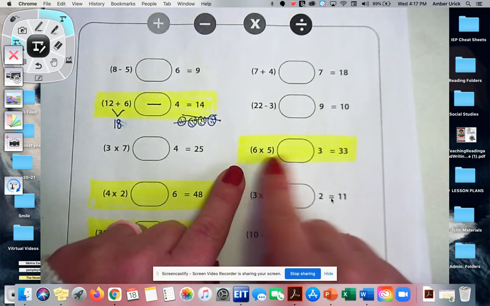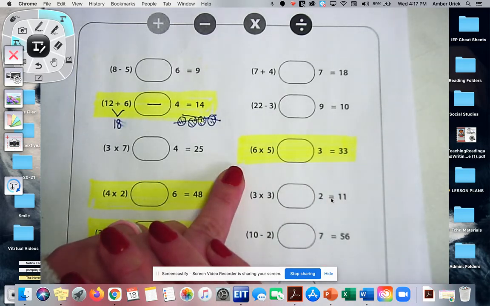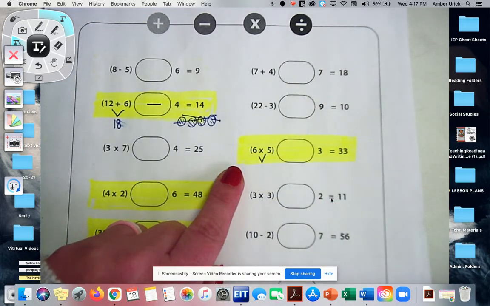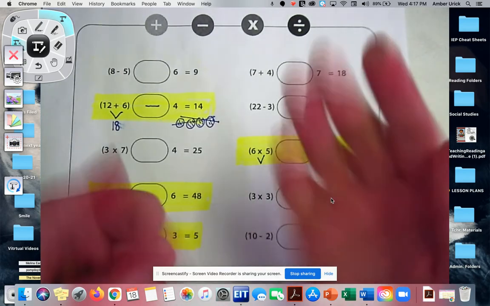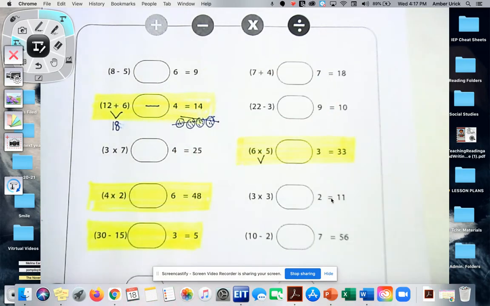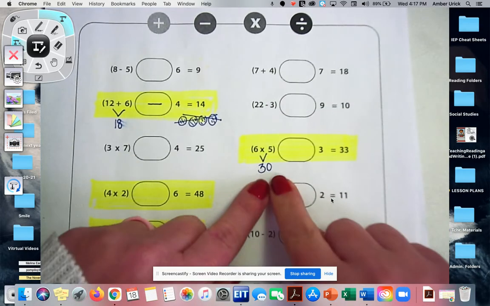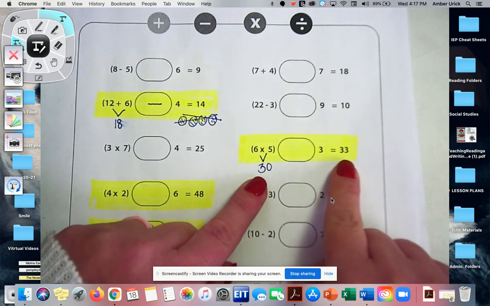Let's come down here. 6 times 5 blank 3 equals 33. Where should I start? Who's the king of the castle? The parentheses, right? So I'm going to grab and go. What's 6 times 5? If you don't know the fact off the top of your head, I see a 5. Could I count by 5 6 times? 5, 10, 15, 20, 25, and 30. So 6 times 5 is 30. So 30 blank 3 equals 33.